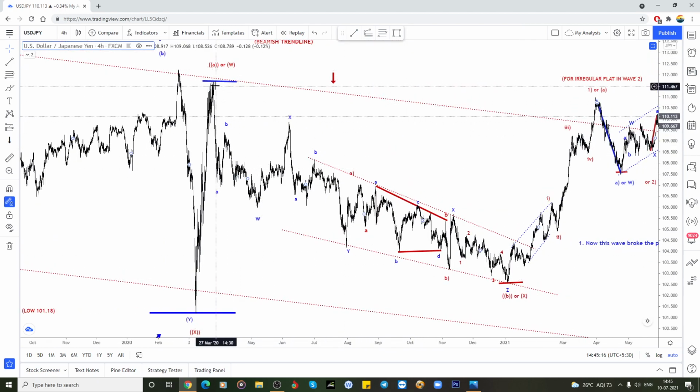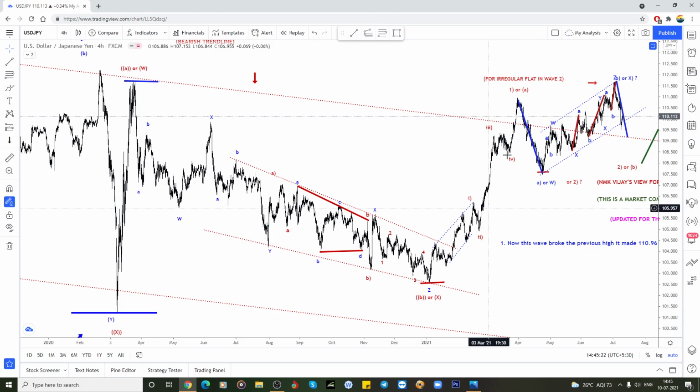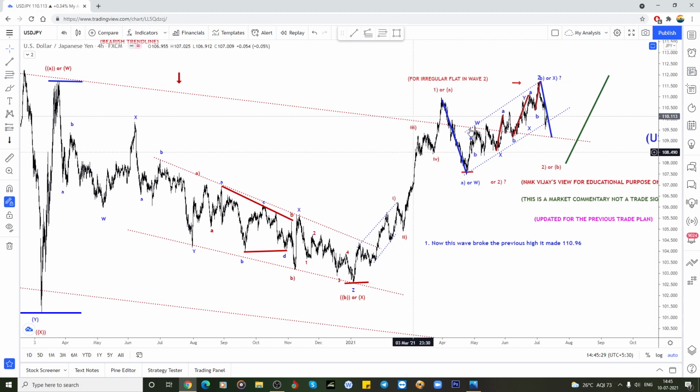It could be a W or A. This could be an X or B. So this could be an A or 1. So if it is a B, we are in the C wave. If it is an X wave, we are in the Y wave. So this is the five-wave structure that could be A, and we are in the B wave.